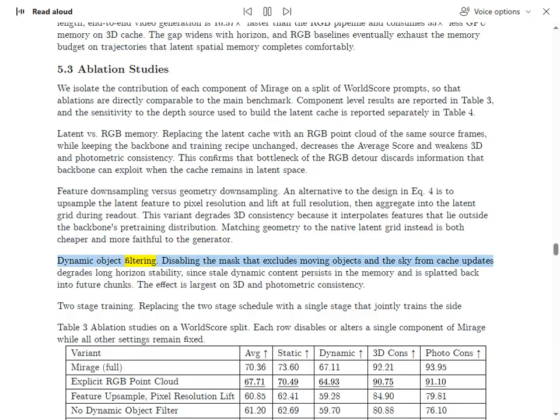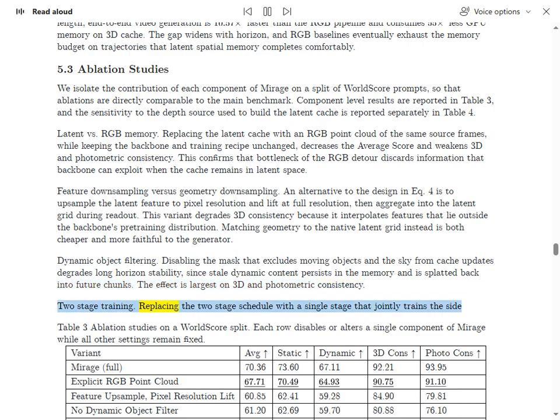Dynamic object filtering. Disabling the mask that excludes moving objects and the sky from cache updates degrades long horizon stability, since stale dynamic content persists in the memory and is splatted back into future chunks. The effect is largest on 3D and photometric consistency.